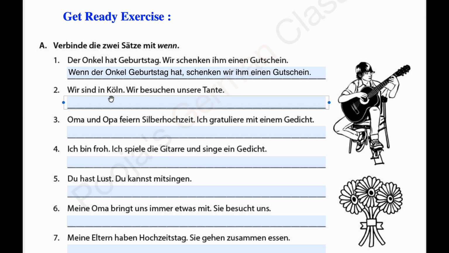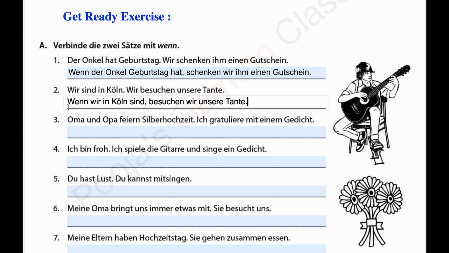Wir sind in Köln, wir besuchen unsere Tante. So wenn wir in Köln sind, it means whenever we are in Köln, besuchen wir unsere Tante. We always visit our aunt. So this is related to Wiederholung.